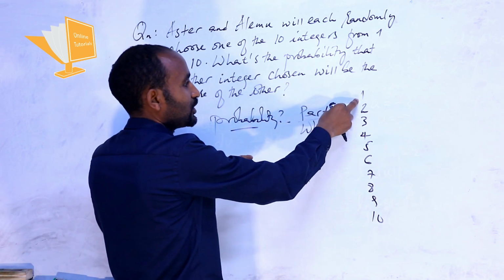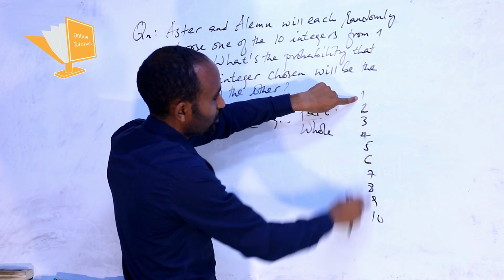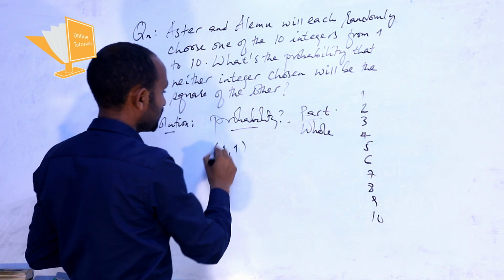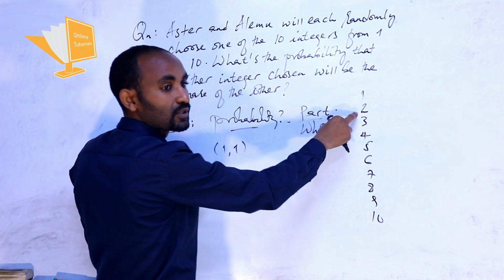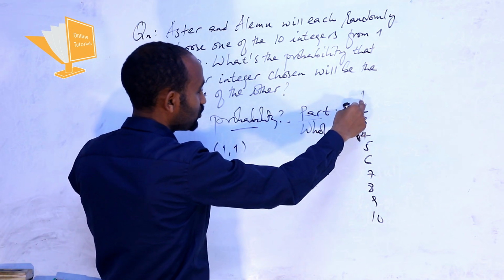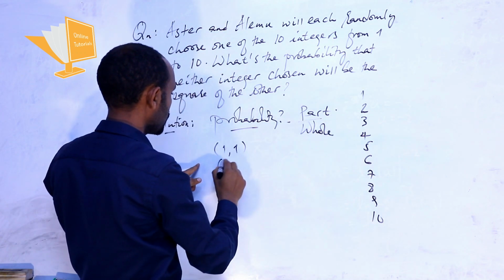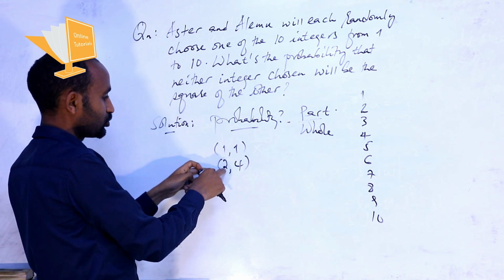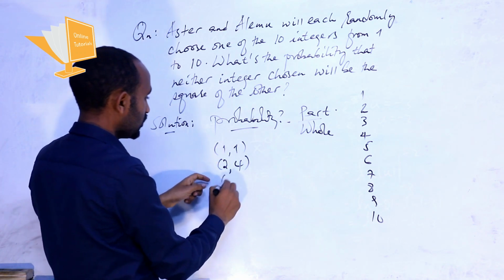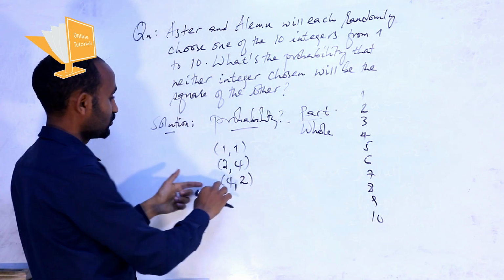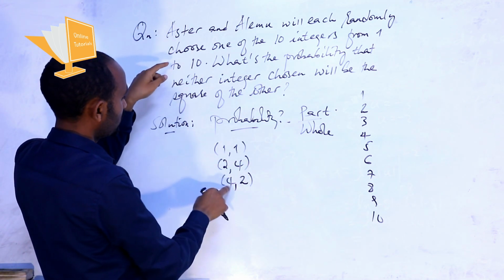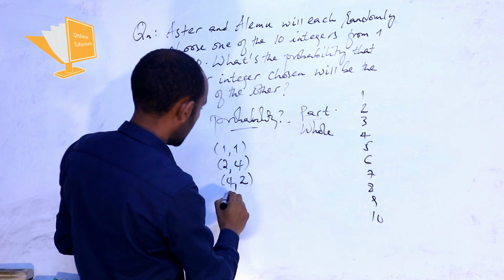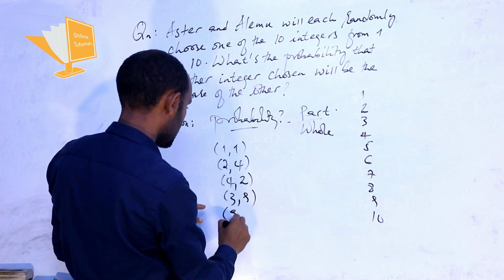For example, 1. Can any other number be the square of 1? Well, 1 can be the square of itself, right? 1 is the square of 1, fine. 2 and 4 are related in such a way that one is the square of the other. That means 2 squared is 4, or 4 is the square of 2. On the other hand, 4 and 2: maybe Aster may pick 4 and Alamu may pick 2, or vice versa. Okay, 3 with 9, right? Yeah, 3 and 9. And vice versa, 9 and 3.